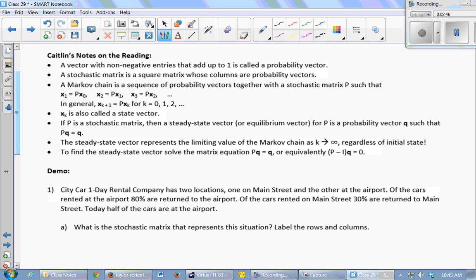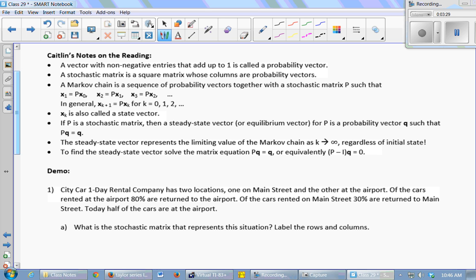And if P is a stochastic matrix, then a steady state vector or equilibrium vector for P is a vector Q so that when you apply the recursive rule and you do P times Q, you get Q back. So that's just going to keep happening from thereafter. The steady state vector represents the limiting value of the Markov chain as k goes to infinity. At some point, you're going to apply this recursive rule over and over again, and you're going to start getting the same thing back every time. We call that thing the steady state vector. It's a limiting value, and you're going to get that same thing regardless of where you start with the initial state.